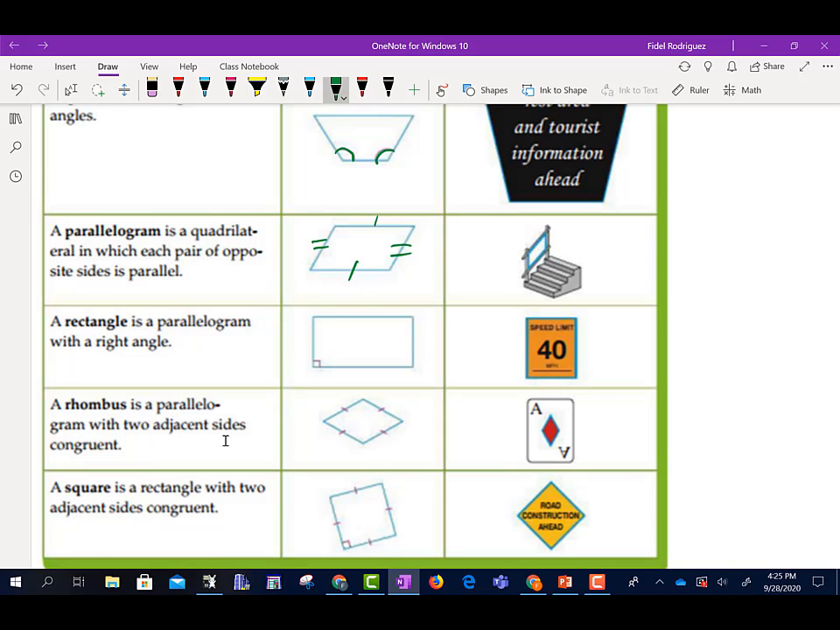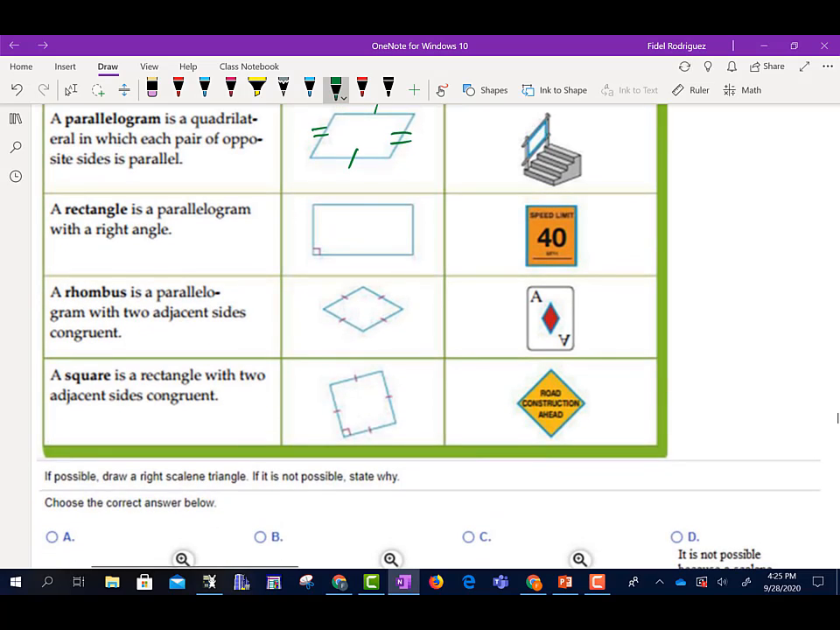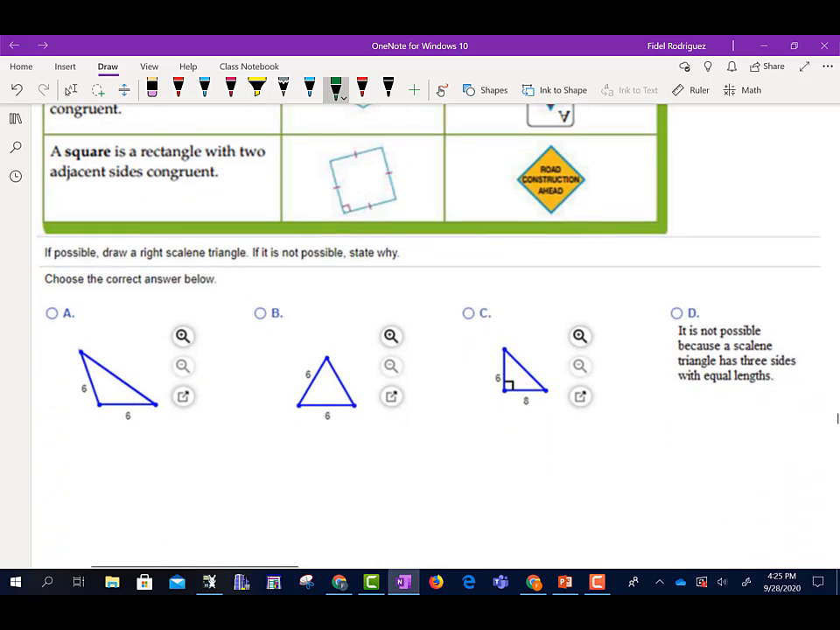They also have those sides, are also going to be congruent, meaning they're going to have the same measure. Okay, that's all congruent means. A rectangle is a parallelogram with a right angle. A rhombus is a parallelogram with two adjacent sides congruent, and a square is a rectangle with two adjacent sides congruent. Okay, so let's see if we can go through some of these questions.